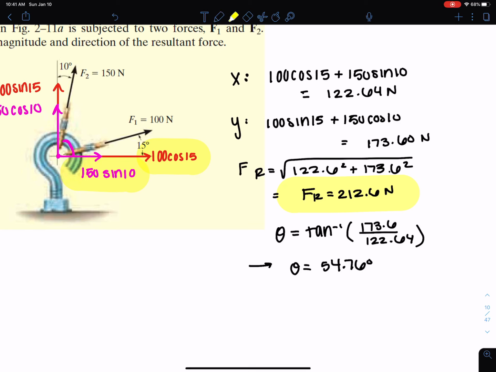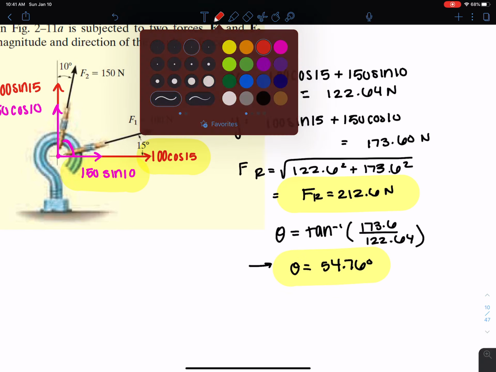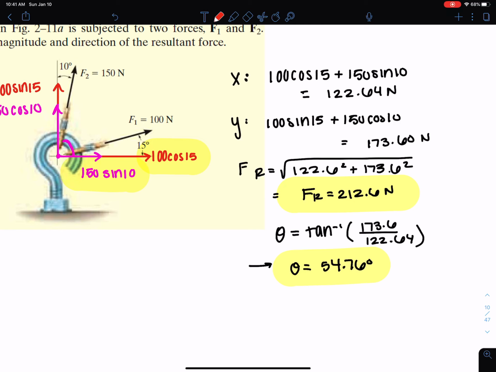Okay, now let's do the angle theta. And this is measured from the positive x-axis. So my resultant force is, this was 15. Let's say here, this is some theta. It is 54.76 degrees and has a magnitude of 212.6 newtons. That's my resultant force right there. I think I drew that a little bit too much to the bottom there, but that's okay.